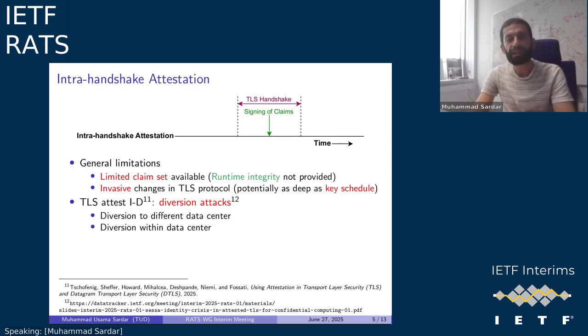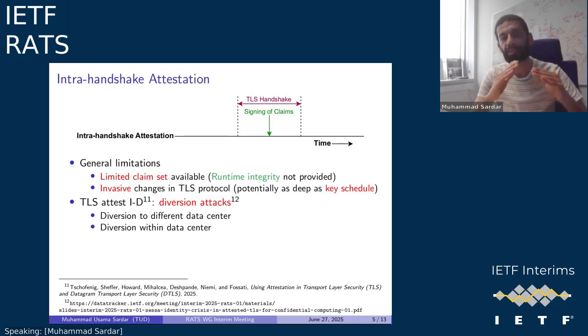Okay, so for intra-handshake attestation, there are also general limitations, like the runtime integrity. Even if we do it at the point in time the handshake is running, we still don't have these runtime measurements. So it has the same problem that pre-handshake attestation had, meaning that runtime integrity cannot be provided. Any intra-handshake solution cannot provide this kind of guarantee. It also requires invasive changes to the TLS protocol, potentially as deep as the key schedule, which is one of the new exporters required for the solutions that we proposed as well. And it suffers from the same problems from a GAP's perspective.